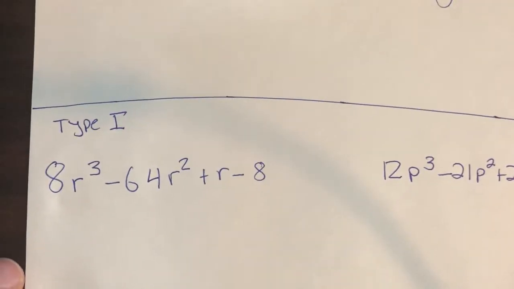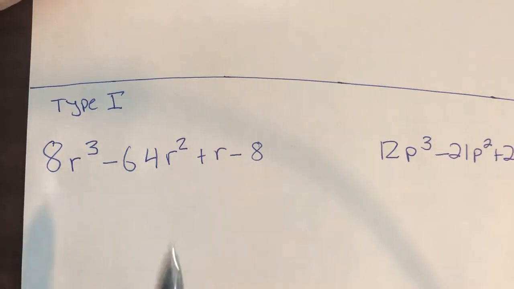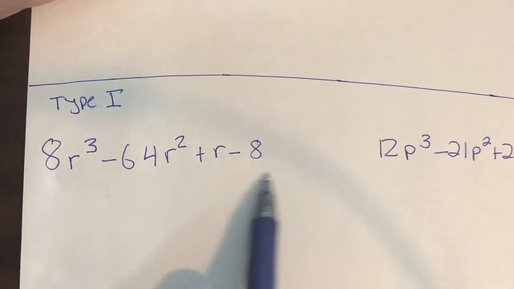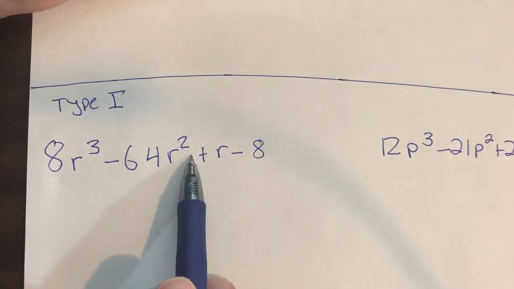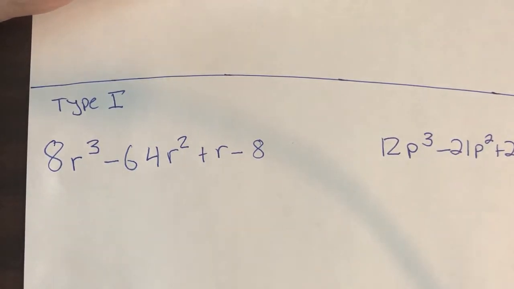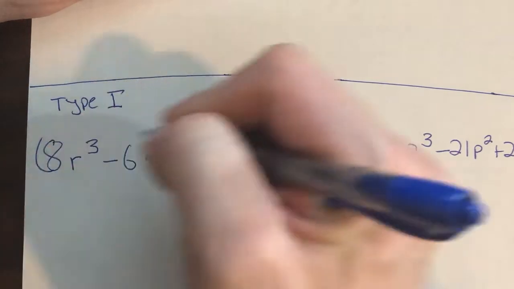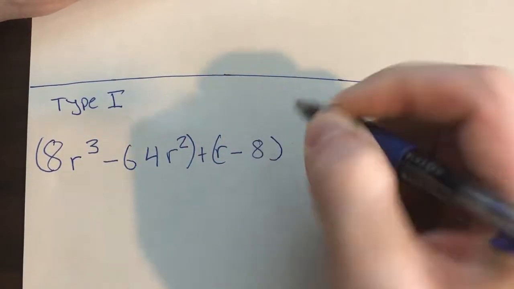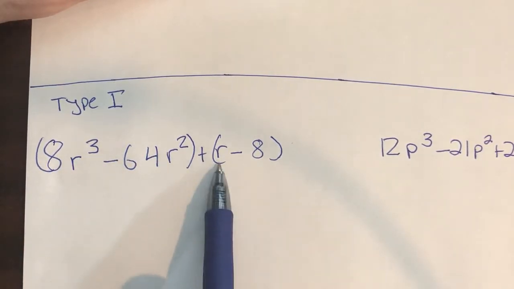So this is problem type 1, and I'll take it one problem at a time. In this type of problem, no rearrangement is necessary. All we're going to do is look for our GCFs and jump right into it without rearranging any of the individual terms. So what we have is 8r cubed minus 64r squared plus r minus 8. What I noticed right away is that these two terms have a greatest common factor, and so do these. When I put parentheses around them like this, that is what I call grouping.